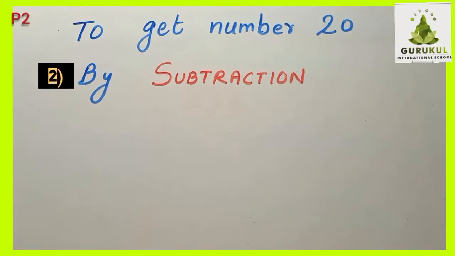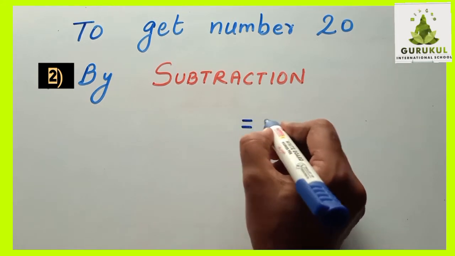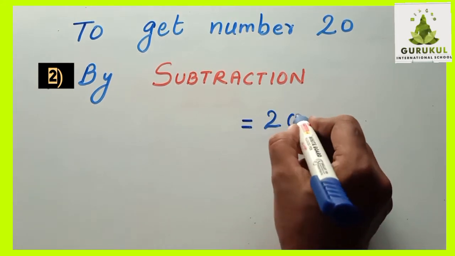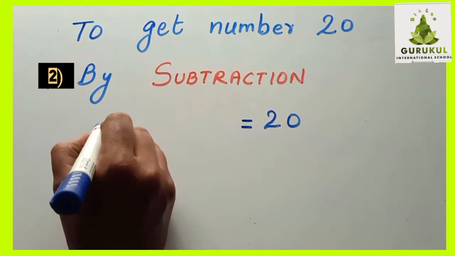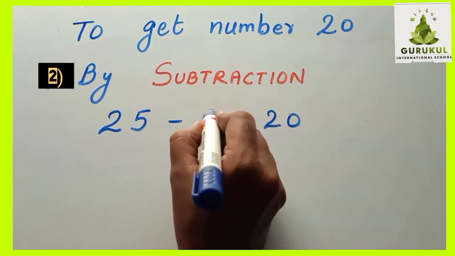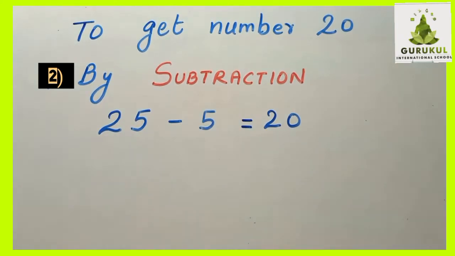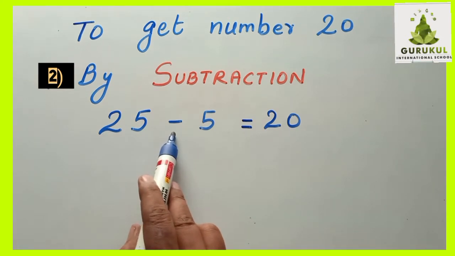Now let's see how to get the number 20 by subtraction operation. I want the answer to be 20. How can I get the number 20? I can take any combination of numbers. If I want, I can take 25 minus 5. So I will get 20. So what is the operation I used here? Subtraction, that is the minus sign.